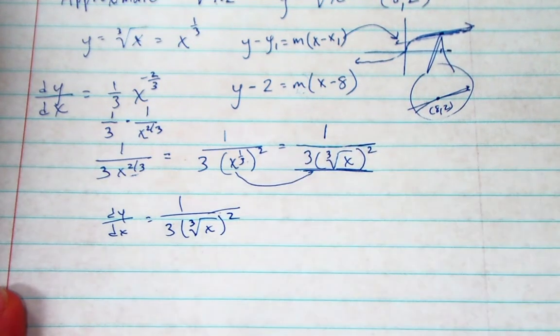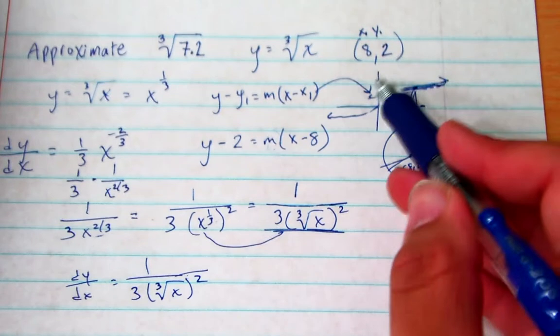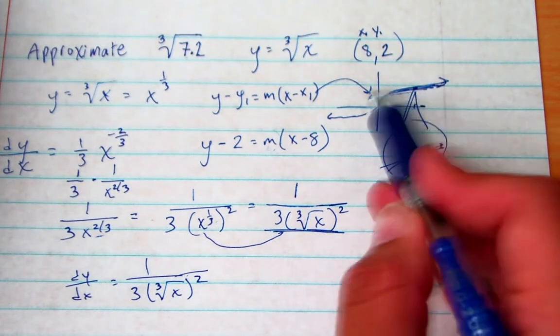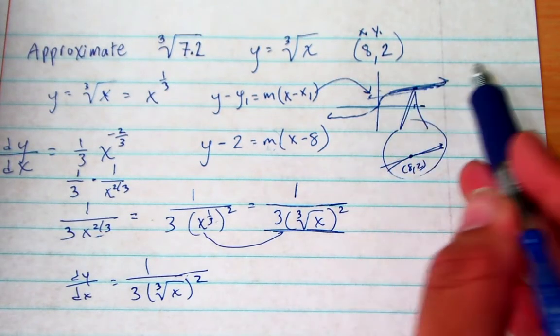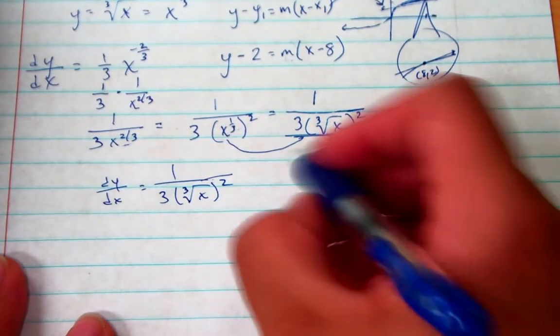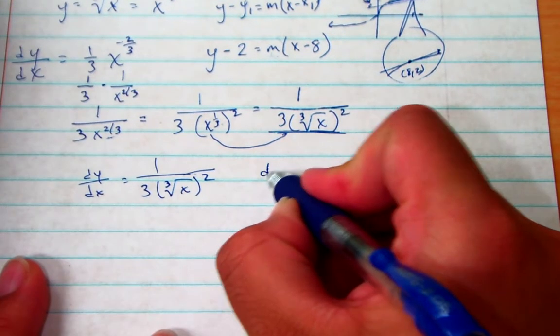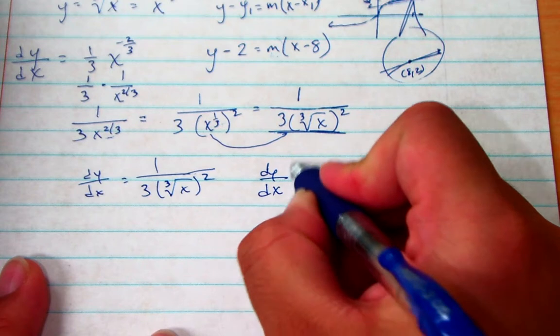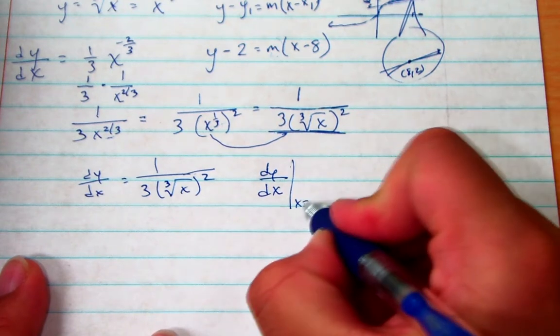Well, the point in question was 8, right? We need to find the slope, and you can kind of guesstimate it's going to be fairly shallow, but positive, at that point of 8, 2. So we're going to plug 8 in there, and the notation for that looks something like this, just so you're familiar with it. dy dx evaluated at x equals 8.